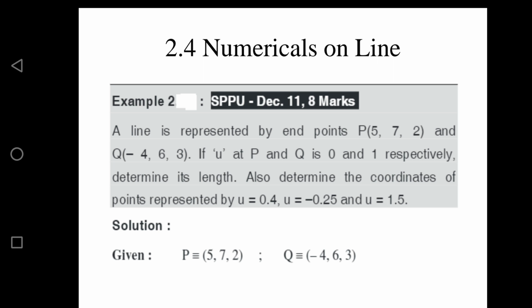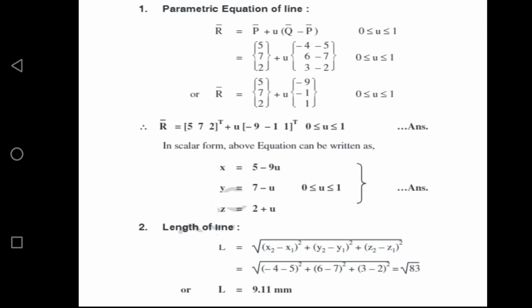For the time being, to save time, I'm directly taking these numericals from your publication books, because an abundance of different types of important numericals can be found in your publication books. For numericals you can follow your publication books, and for references you can follow the reference books. So we have to find the parametric equation of a line which has endpoints P and Q.